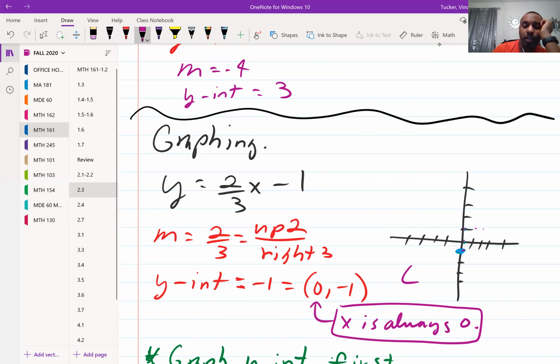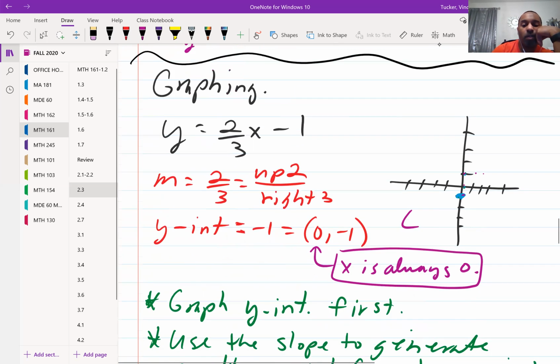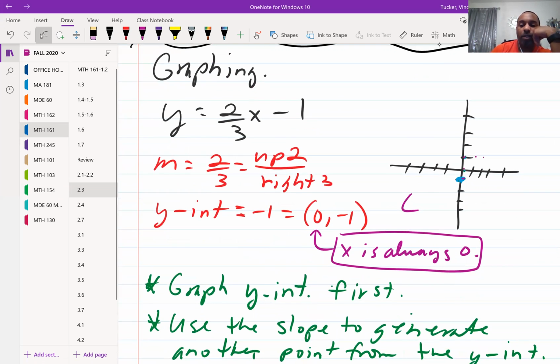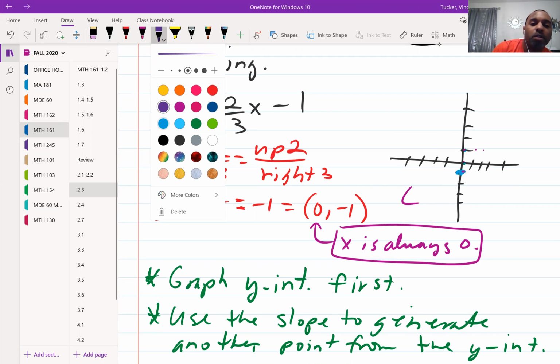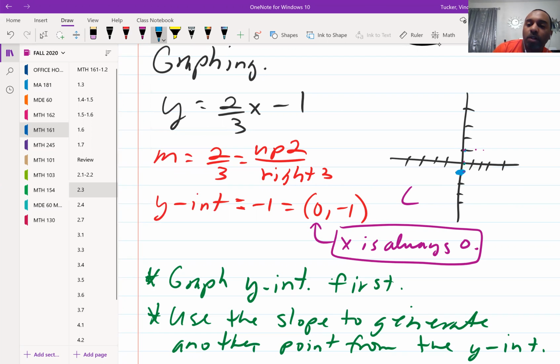So that's the information that you'll always be able to pull out of the equation: your slope, which is directions, to go up and right, down, left, whichever way they tell you, and the y-intercept. And as a coordinate, that's 0 and that number. So in the green, we have the instructions on how we will use this information to graph. The first thing you would do is graph the y-intercept. So that's what we did right here in the blue dot. We graph the y-intercept right here.